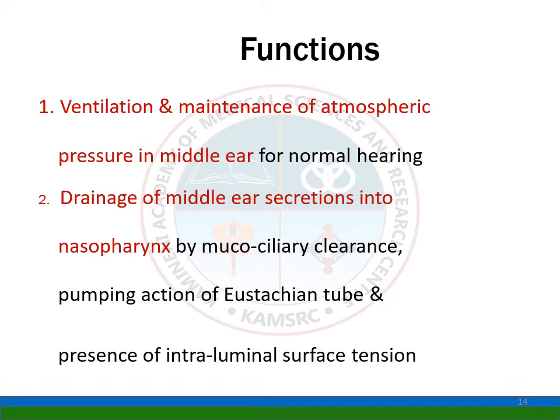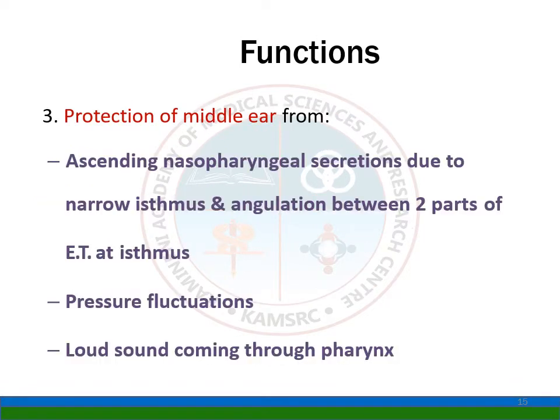The second function is drainage of middle ear secretions into the nasopharynx by mucociliary action. You have a conveyor belt where the cilia beat towards the nasopharyngeal end, draining whatever secretions or bacteria are there. The third is protection of the middle ear. It protects from the ascent of secretions from the nasopharynx to the ear, and it also protects from pressure fluctuations and loud sounds coming through the pharynx.